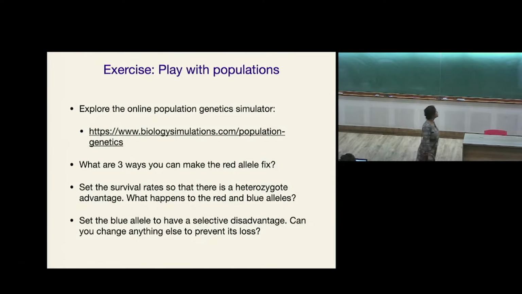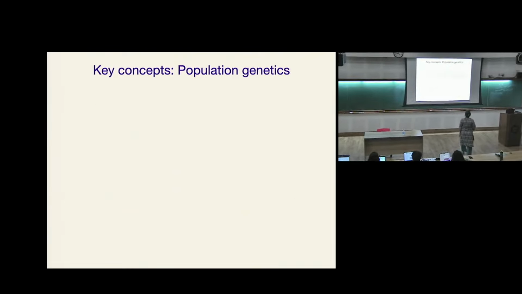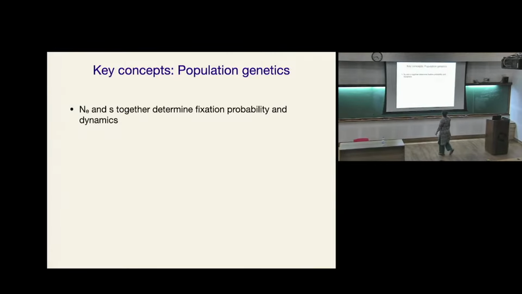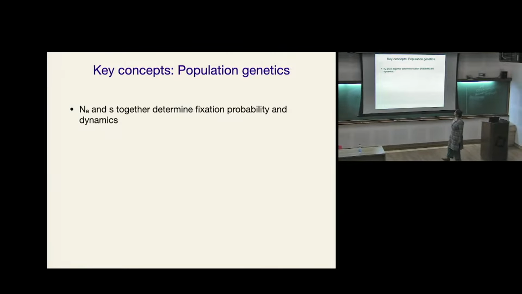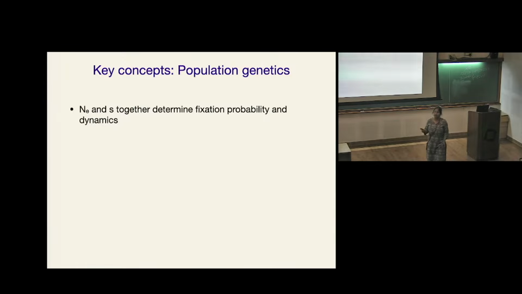Okay, good. So if you want to write down these questions or just play around with it on your own later, okay? All right, so the core idea here is that the selection coefficient as well as effective population size together determine fixation probability and dynamics, right? One alone is not sufficient to understand what's going on completely.